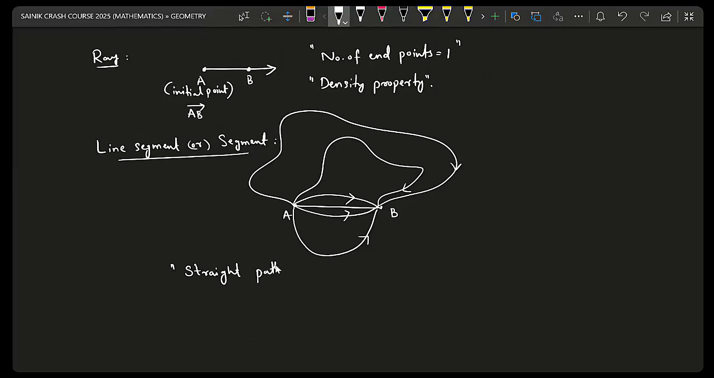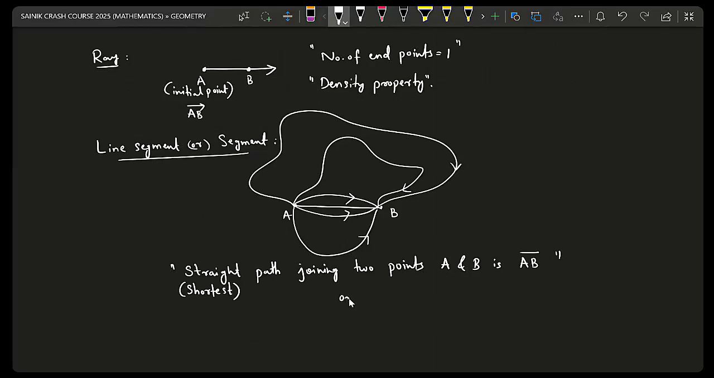It is a straight path joining two points. The straight path is nothing but the shortest path. The shortest path joining 2 points A and B is the line segment AB. And how do we name the line segment AB? Just write a bar above it that indicates the line segment. So we can say the shortest path joining 2 points A and B is the line segment AB.